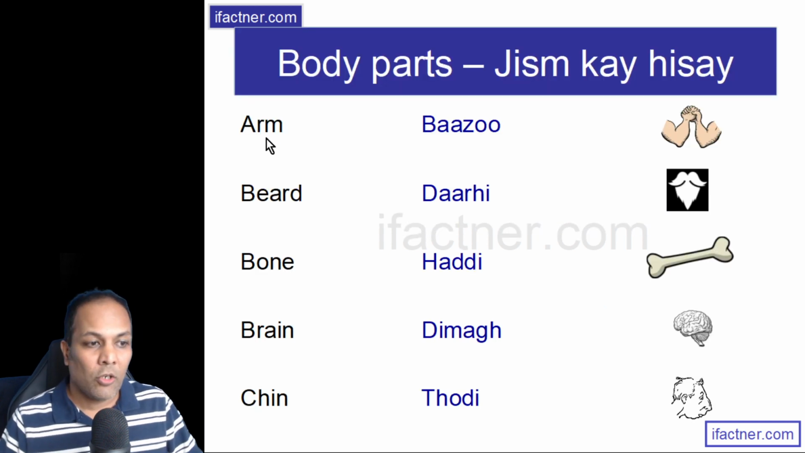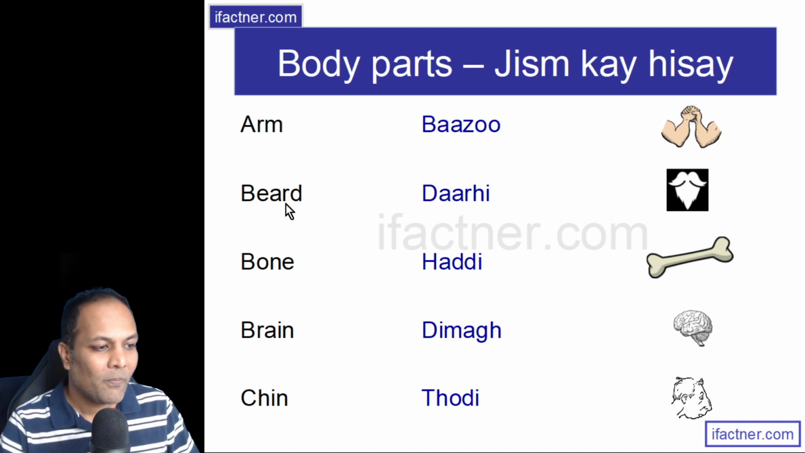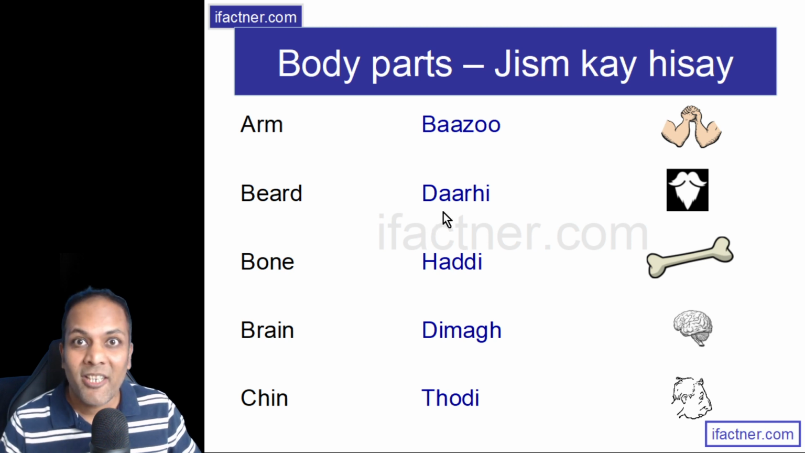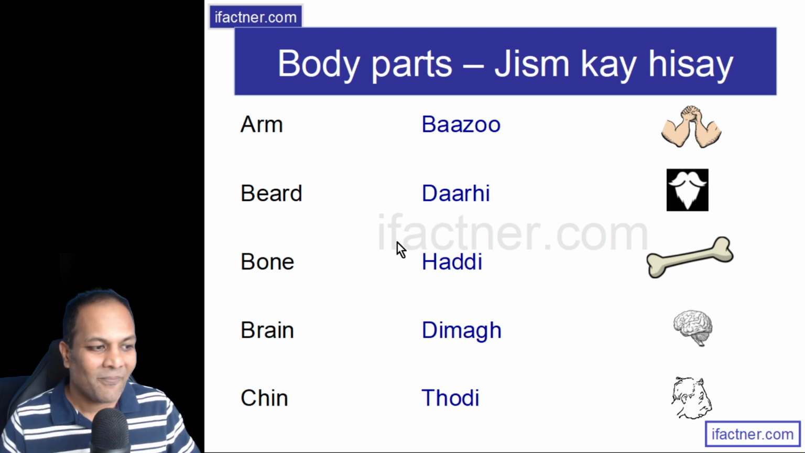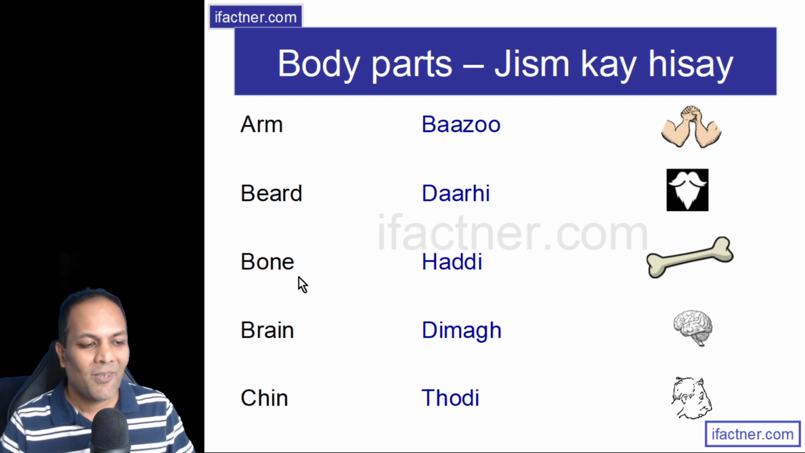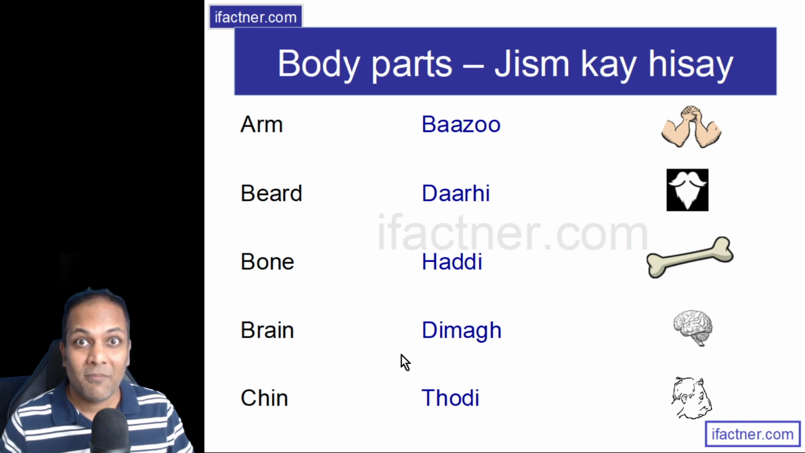Arm is called bazu. Beard is Daarhi. Bone is haddi. Brain is dimag. And chin is thodi.